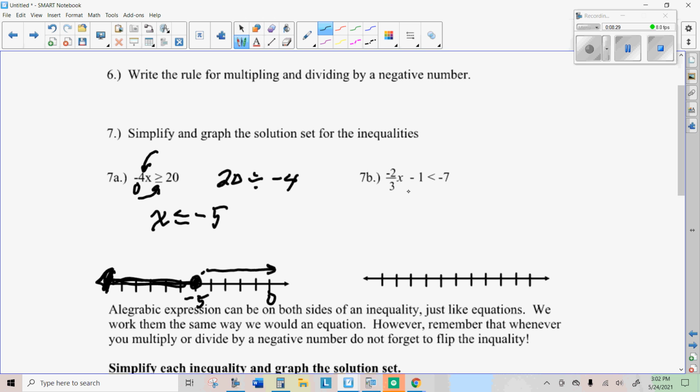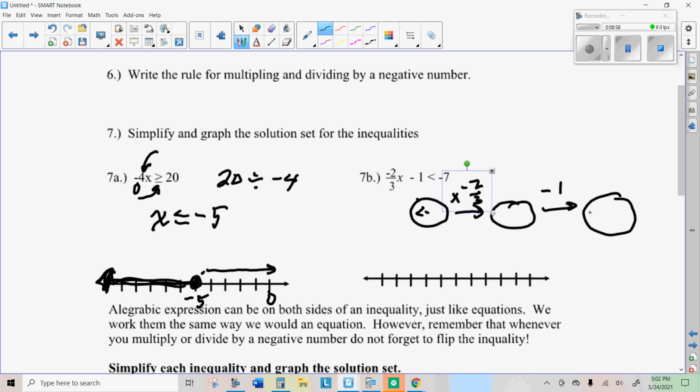Okay, to solve this one, so we're backtracking. We're starting with less than -7. Our result is less than -7. To get there, we're multiplying by -2/3. And then we're going to subtract 1 and end up with numbers less than 7. So I'm going to add 1, which gives me 8.